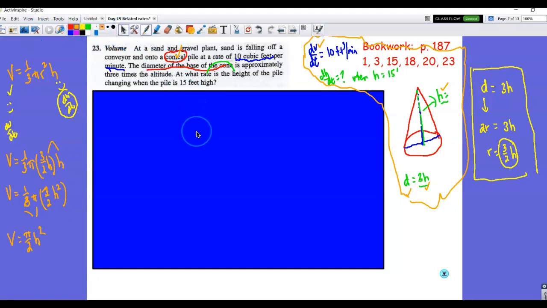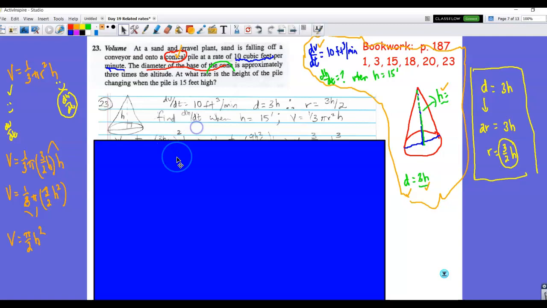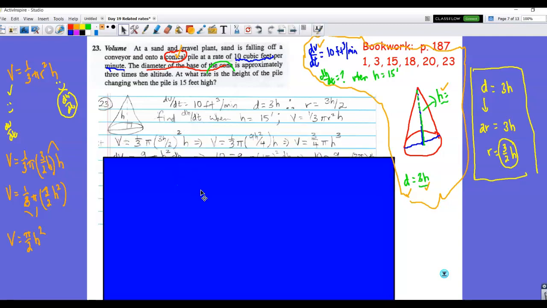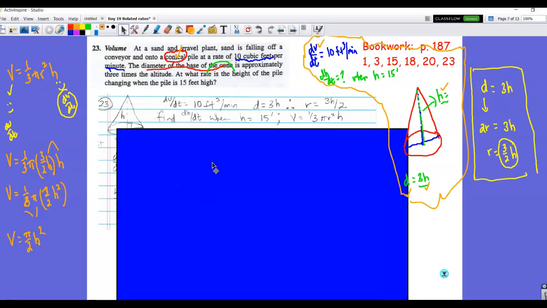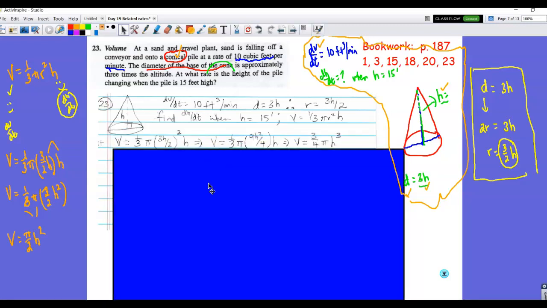So let's uncover and see what I have here. Hopefully I agree with myself. Yep, so there's the cone, and there's the 1/3 pi, or yeah, me recording all of this stuff.